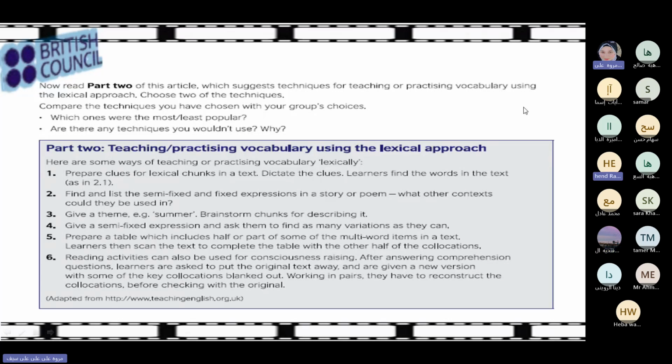Thank you, Fathia. We all have in our curriculum these collocations or expressions, but we don't see that they are fixed or semi-fixed. This is the point. We don't tell our students that this is fixed or semi-fixed. It makes the process of learning easy.